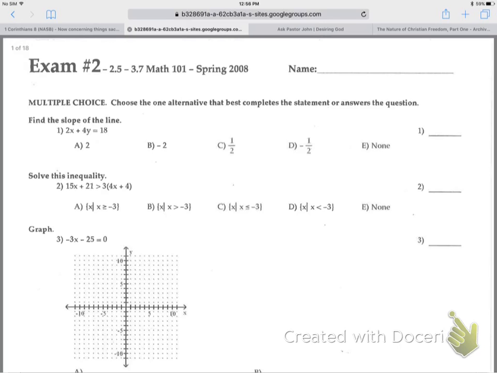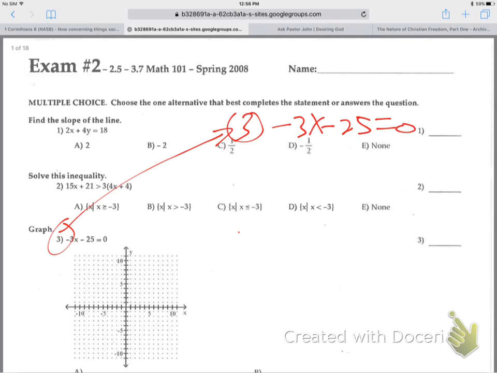Number 3, it's a grapher. And a lot of people miss this one as well. 44%, almost half. All right, so number 3. Minus 3x minus 25 equals 0. All right, what should we do first on this one? Now, let me move it up here. Put it up here. So what do we do first?